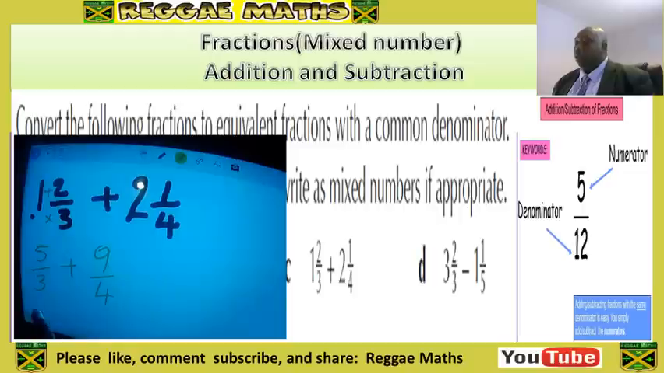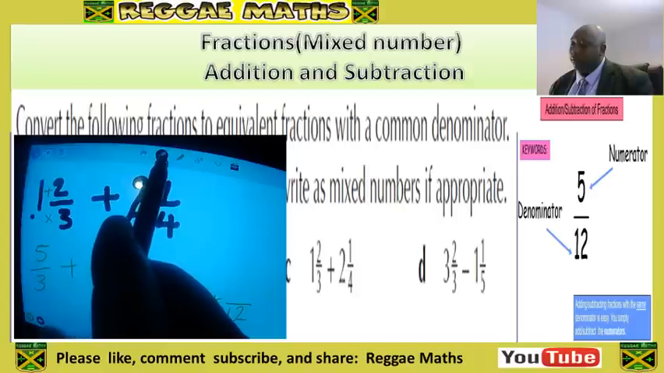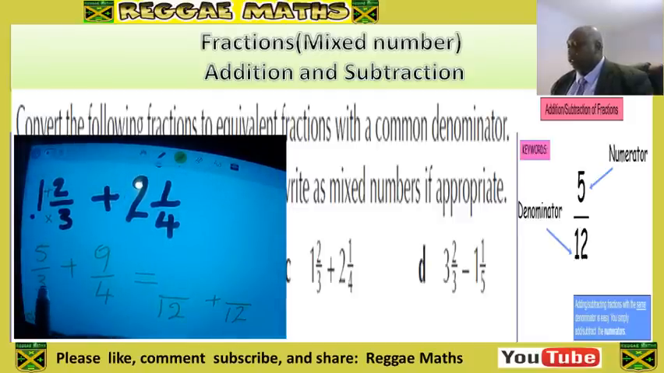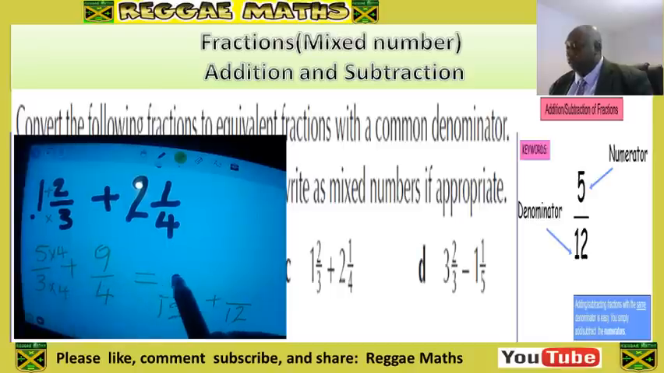Next step, do we got the same denominator here? No. So we need to find the lowest common denominator of 4 and 3, so that's 12. Now, the next question I'm going to ask myself, what do I need to multiply by 3 to get 12? So that's 4. The same thing I do to the bottom, I do to the top. So 4 times 5 is 20.